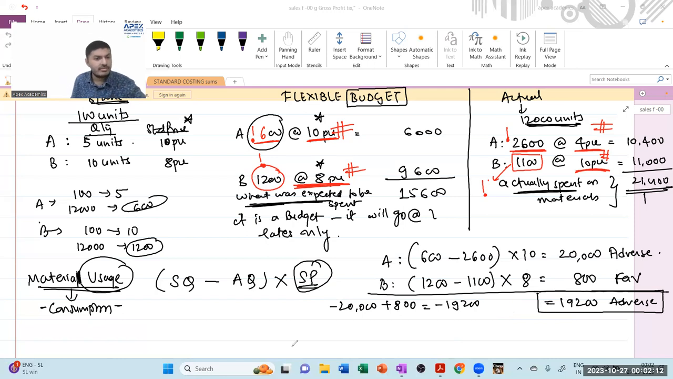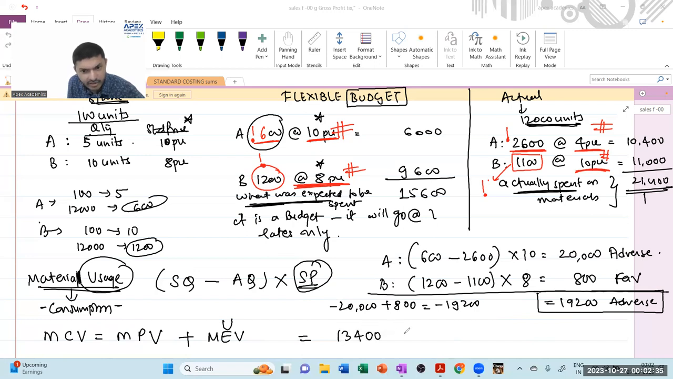And that rule is very simple. Material cost variance is equal to material price variance plus material usage or efficiency variance. You can call it anything: material usage variance, material consumption variance. So material price variance in our case was 13,400 favorable, means you will call it plus 13,400, plus our material usage variance is 19,200 adverse, means you will call it minus.